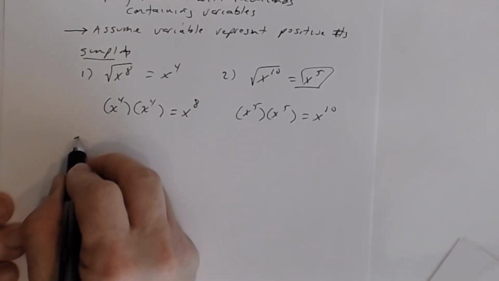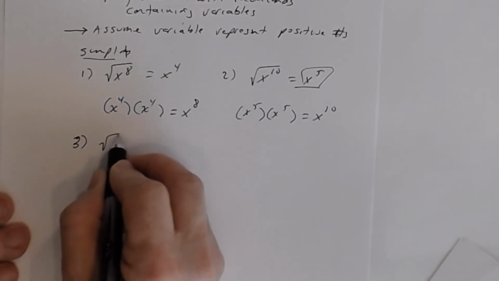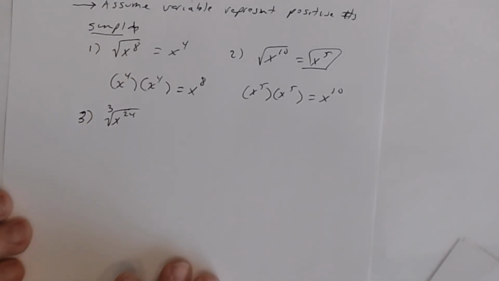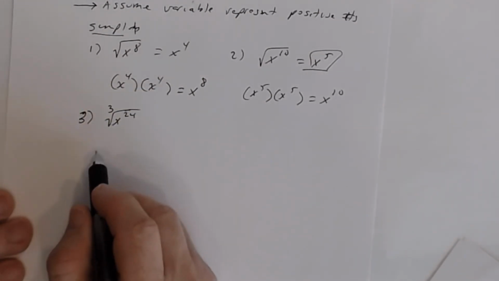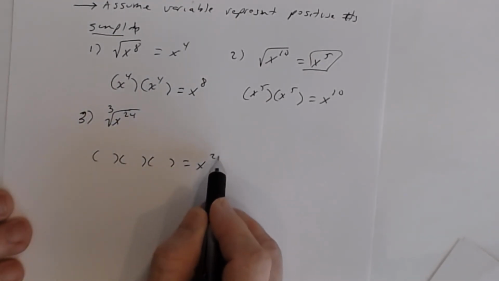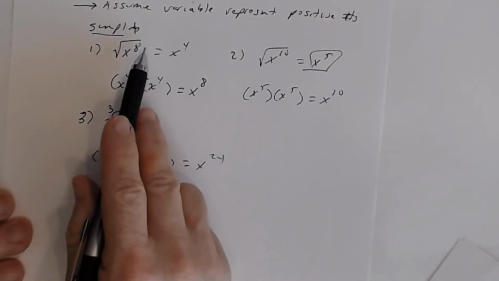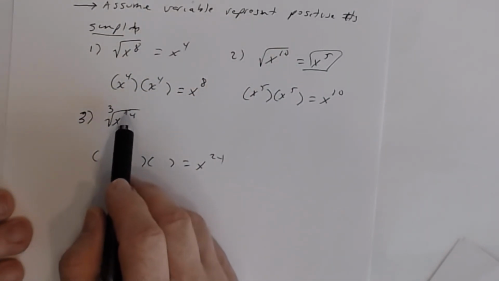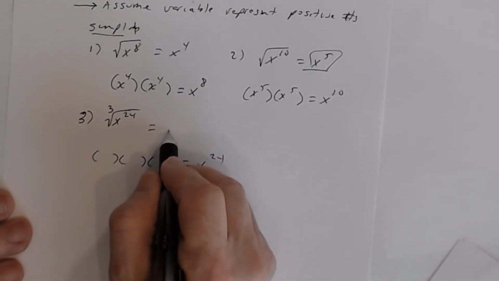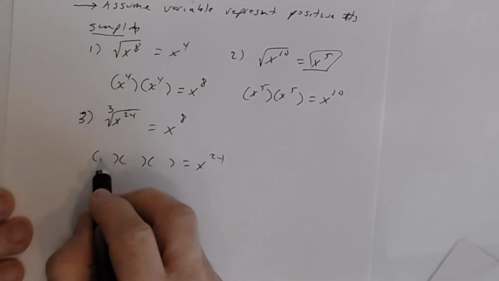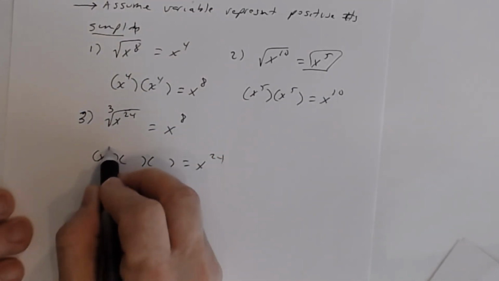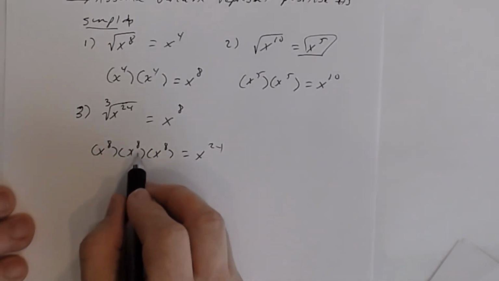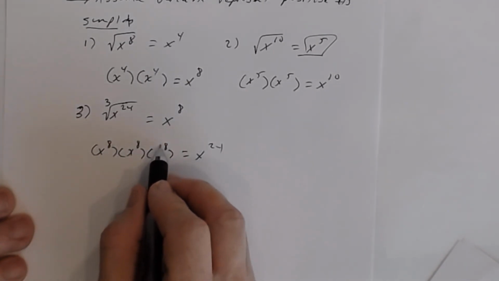So in number 3, we have the cube root of x to the 24th. Without having to think about what times itself 3 times is x to the 24th, I want you to think about what we did here. 8 divided by 2 is 4. 10 divided by 2 is 5. 24 divided by 3 is 8. So this is x to the 8th. And now it makes sense because x to the 8th times x to the 8th times x to the 8th, when you multiply like bases, you add exponents. 8 plus 8 plus 8 is 24.